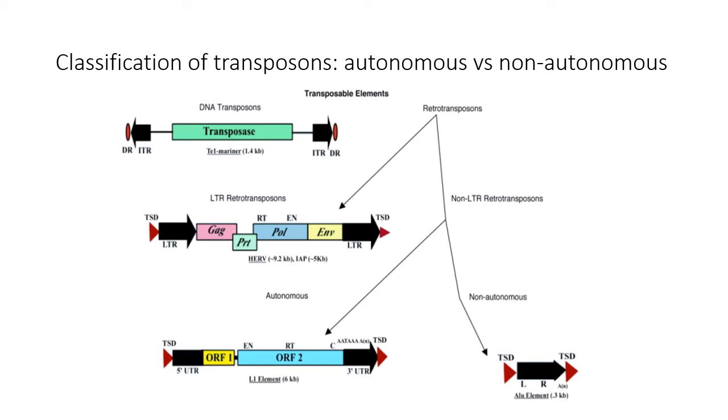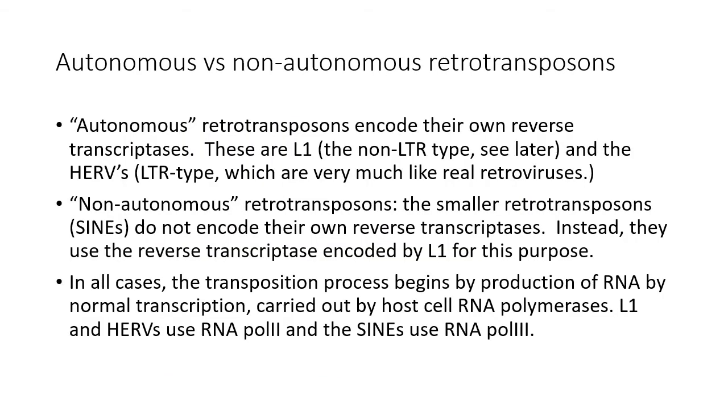By contrast, the smaller guys, namely ALU, don't have enough coding capacity to encode their own reverse transcriptase, so they're non-autonomous. They're relying on the proteins produced from other elements in order to move around the genome, and they are non-LTR also. So the autonomous ones encode their own reverse transcriptases. Okay, so these are the non-LTR ones as well as the LTR ones. And the non-autonomous ones have to rely on other elements, namely L1, for this purpose.